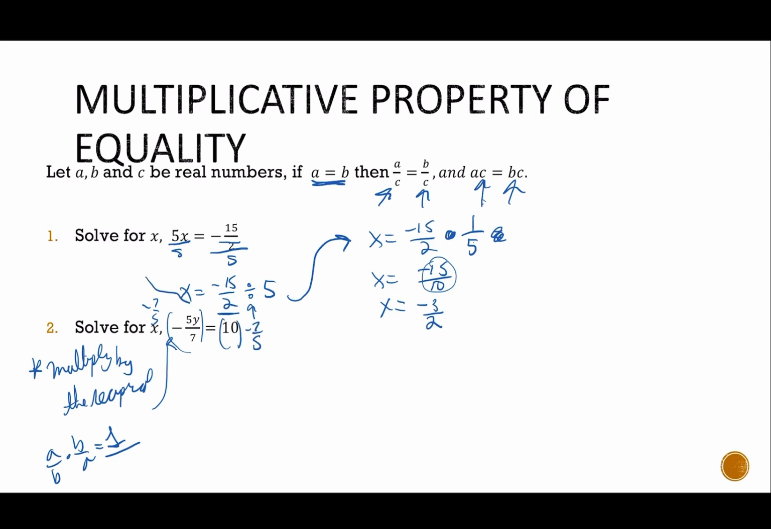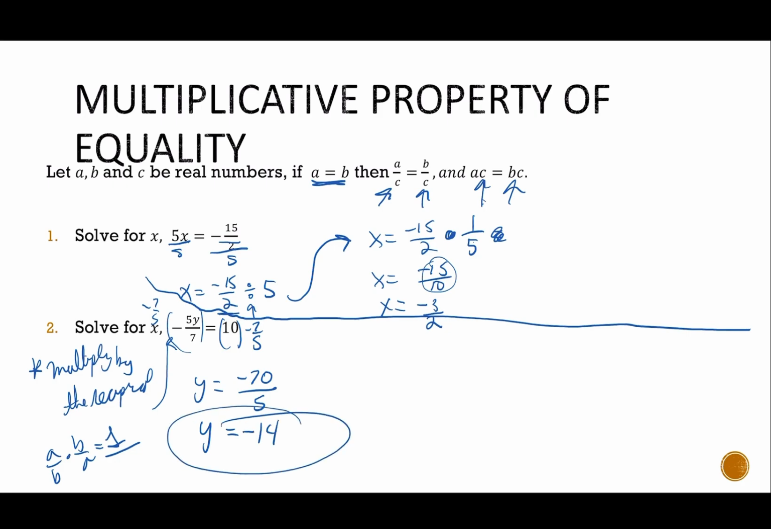I guess I should have changed colors. Sorry, here's the problem. That gives me y equals negative 70 divided by 5. 70 divided by 5 would be 14, so negative 14 for our final answer.